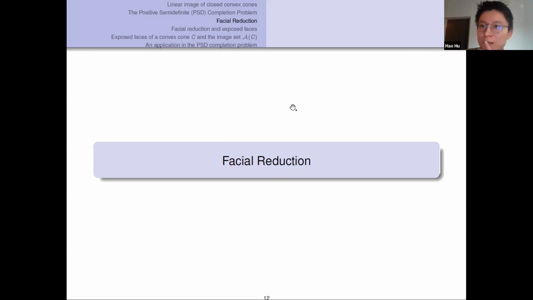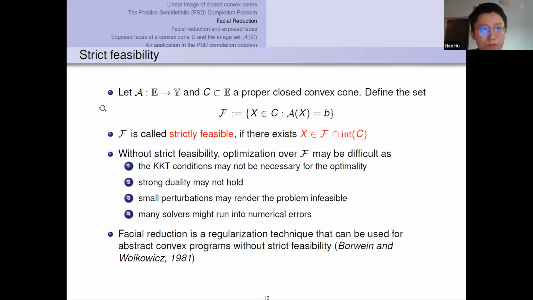So next, I will move to another interesting result from the paper, which is about the boundary structures of the linear image of a closed convex cone. This result has some interesting connection with facial reduction and exposed faces. So I'll give a short introduction to facial reduction first. So what is facial reduction?